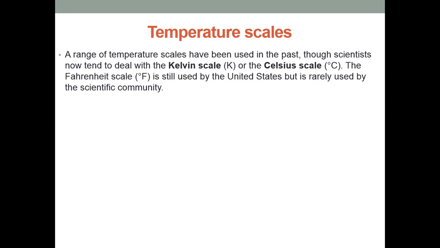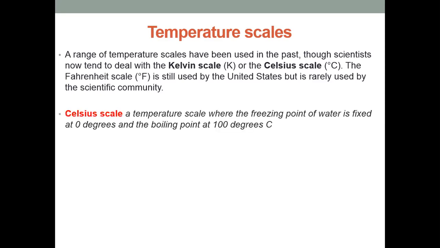The Kelvin scale is generally the SI one. Kelvin is the SI unit of temperature. Remember that. And the Kelvin scale is generally used in the laboratory. So these 3 scales are the temperature scales that we are going to learn about. The Celsius scale is a temperature scale where the freezing point of water is fixed at 0 degrees, and the boiling point of water is 100 degrees Celsius. The boiling point and the freezing point are fixed for this scale.